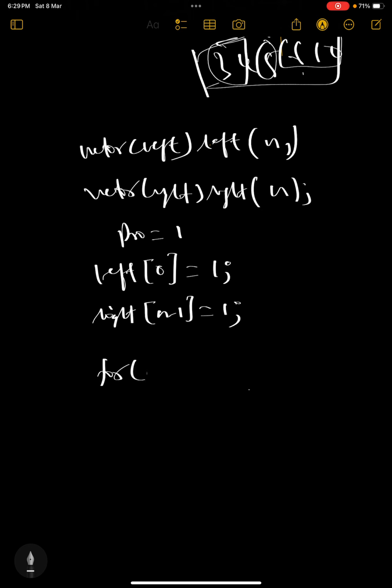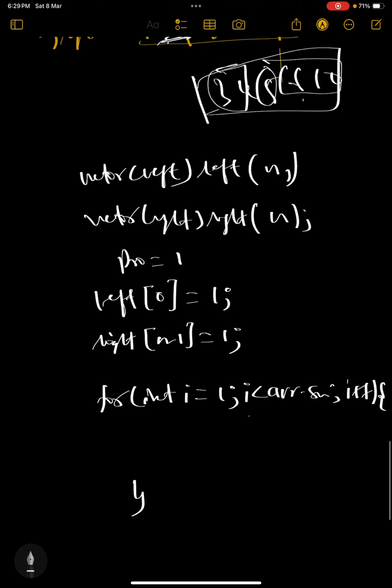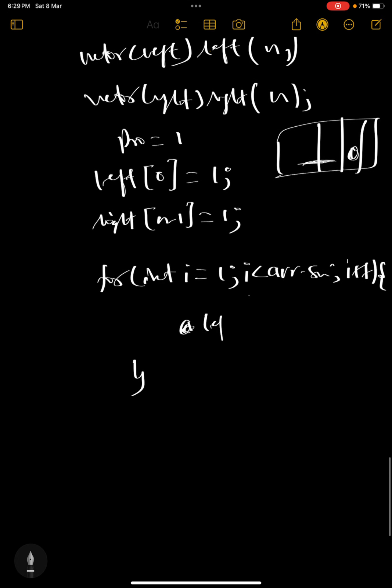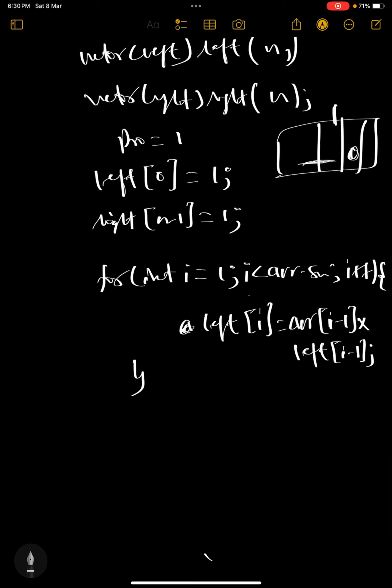So what I will do, I will traverse first. For i equals 1, i less than array.size(), i++. As you can see, if I am at this index, I want the multiplication of these two. For left of i, I want the previous multiplication: array of i minus 1 into left of i minus 1. I will do the dry run, don't worry about that. With this, I have populated the left array.